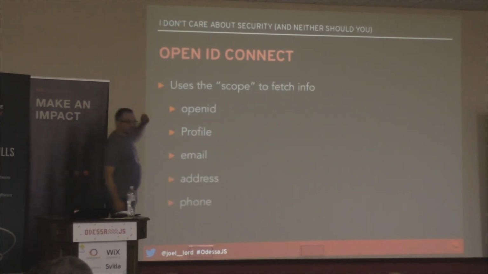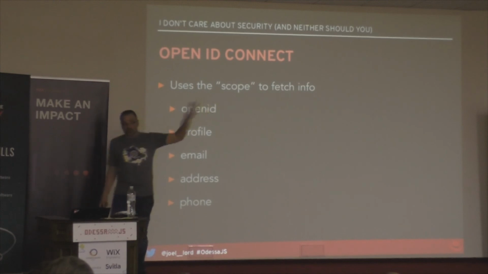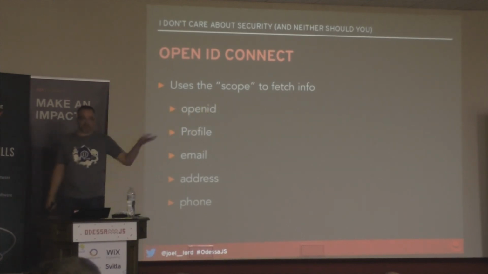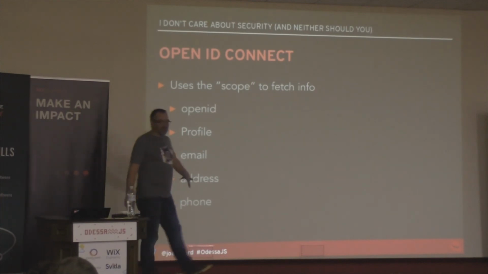So you will simply add a scope in your request. To get the information, you will need to specify a scope of OpenID, and then you can ask whatever information that you want about the user.